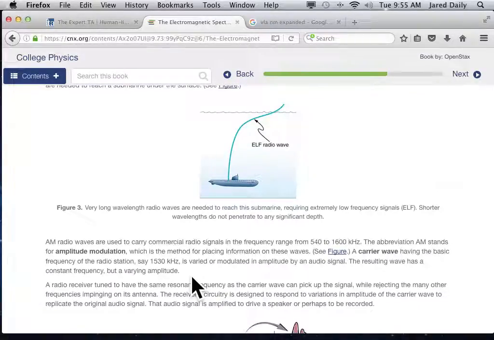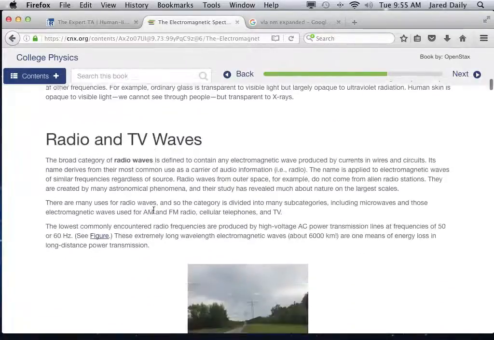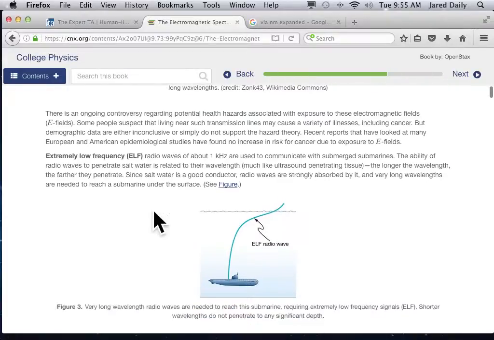them. Submarines use an interesting wave that's way out here called extremely low frequency waves. It's a really, really long wavelength. And the reason that they use it is because when they're deep under the water, the only thing that can travel from the air to the water, through the water, is a really long electromagnetic wave. So they have to use that low frequency to receive their signals.